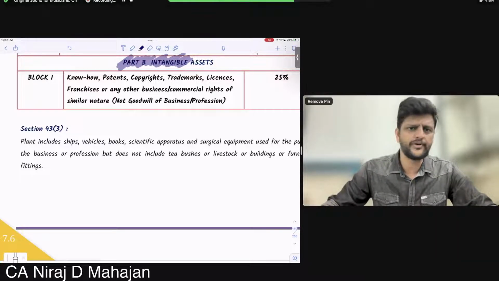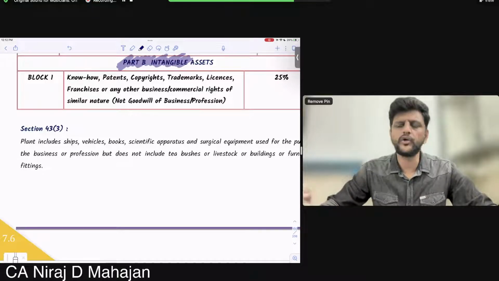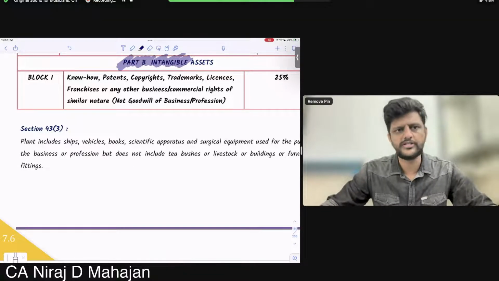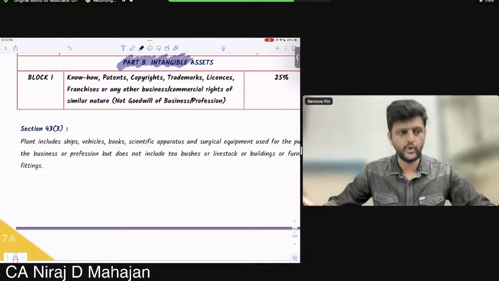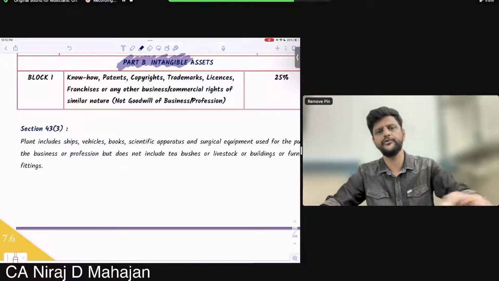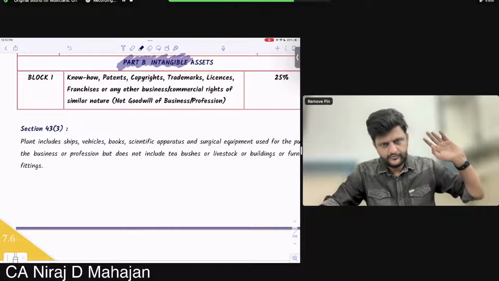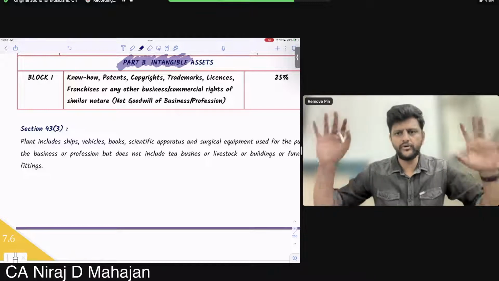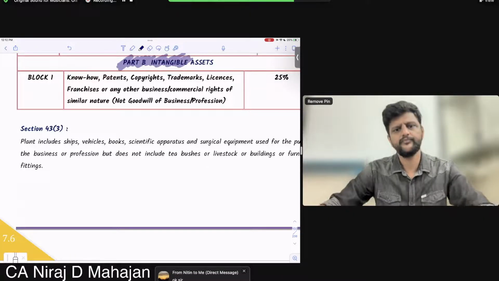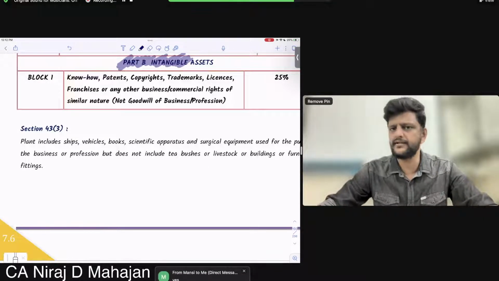Or any other business or commercial rights of similar nature, but not goodwill, okay? Goodwill will not fall under this block. Goodwill will not be depreciated, that is a different thing. So goodwill is completely removed. Goodwill is intangible from your common sense point of view and from the accounting point of view. Definitely. Is goodwill an asset or not? Tell me this. Till now you've done accounting; is goodwill an asset or not? It is an asset, intangible.